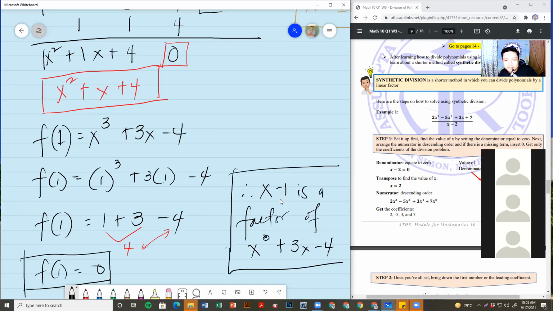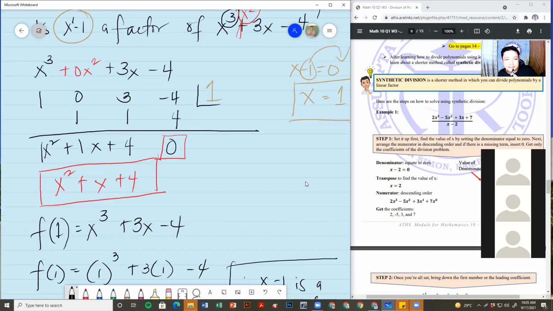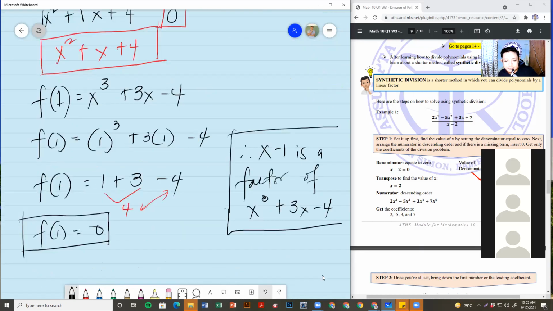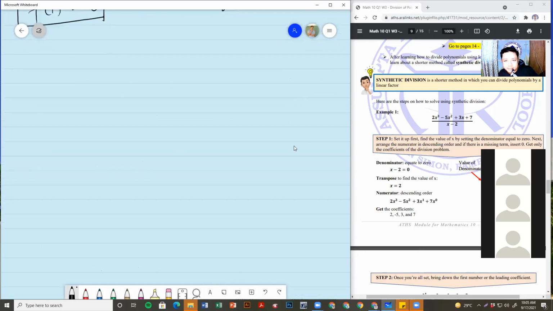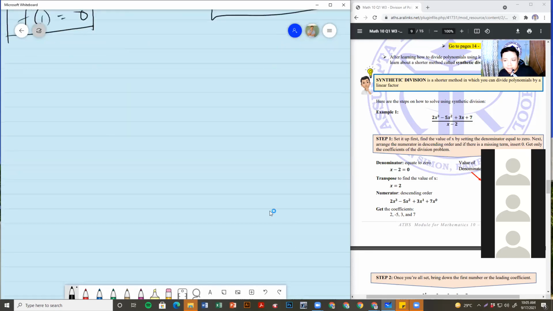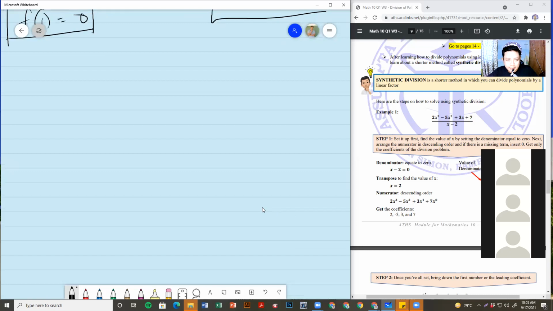Okay? Got it? Okay. Let's now move on with this one. Oh, one more. What if we have x plus 5? This time naman, I want you to apply factor or remainder theorem. Not anymore the long division or the synthetic division. Factor or remainder theorem na lang po.